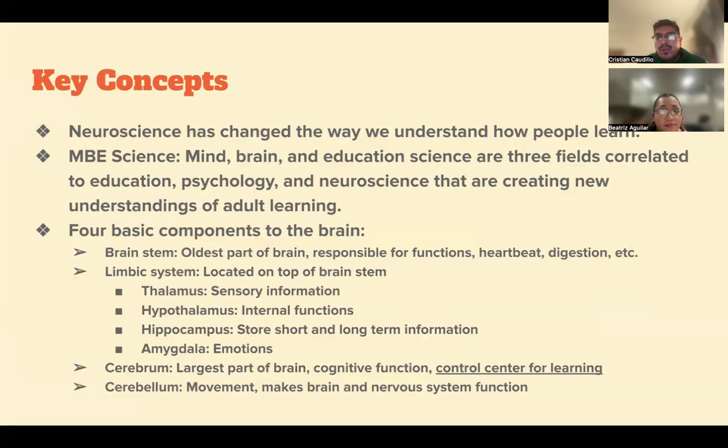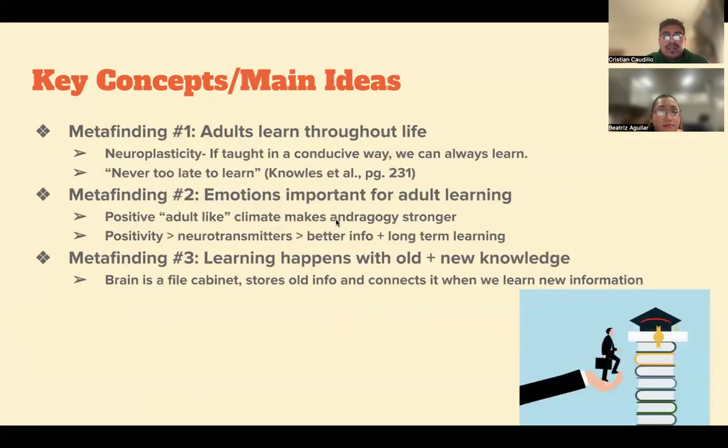Some of the four basic components of the brain, as listed, is the brainstem, the limbic system, which is composed of the thalamus, hypothalamus, hippocampus, and amygdala. And then we have the cerebrum and then the cerebellum. And then some of the key concepts and main ideas: number one, which is just talked about in the book, adults learn throughout life.